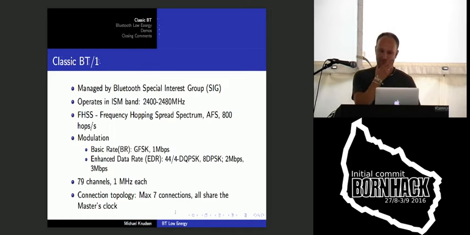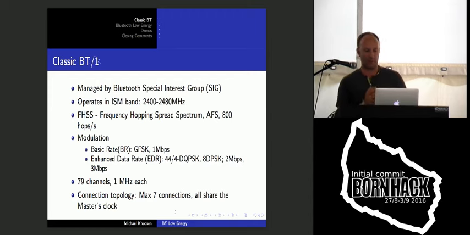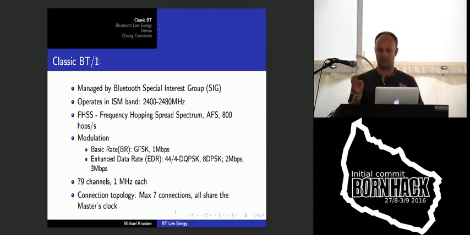Classic Bluetooth operates in the 2.4 gigahertz frequency spectrum, just like Wi-Fi and lots of other stuff. There are 79 channels of 1 megahertz each, and for the connection topologies, you can have a maximum of 7 connections, and they're all connected to some sort of central master.